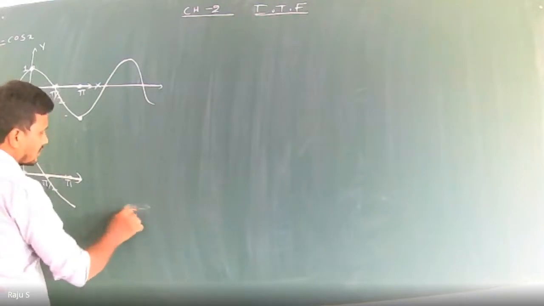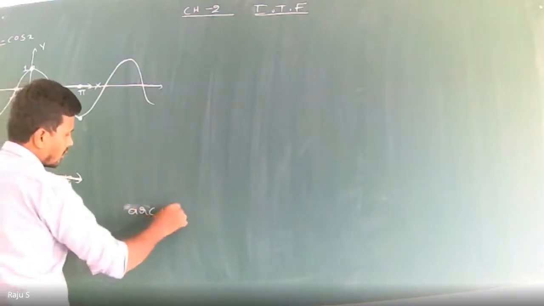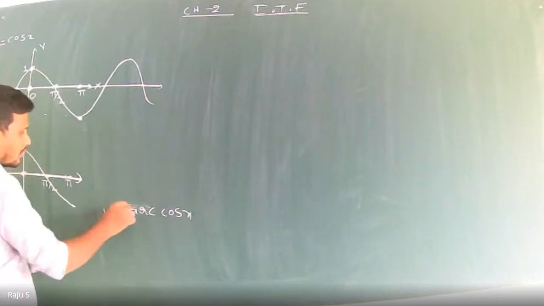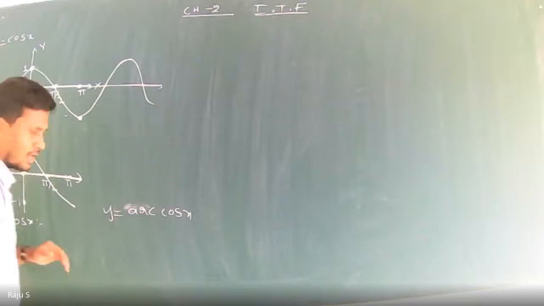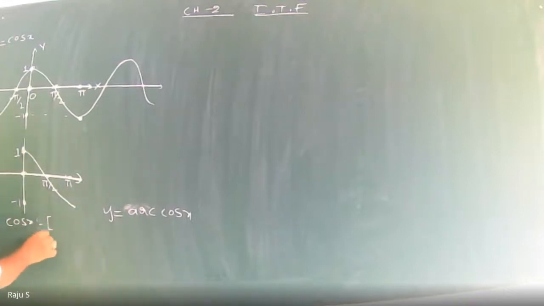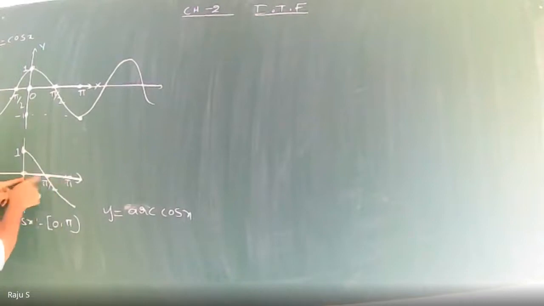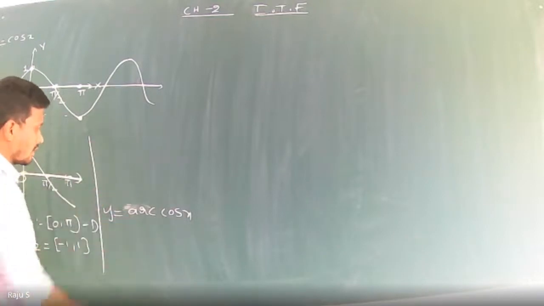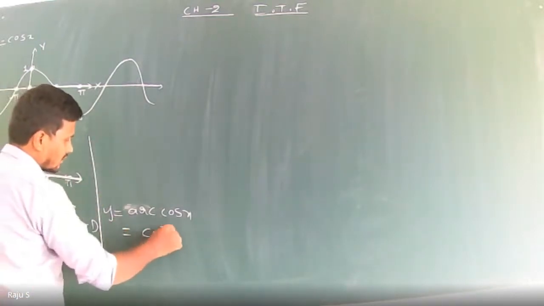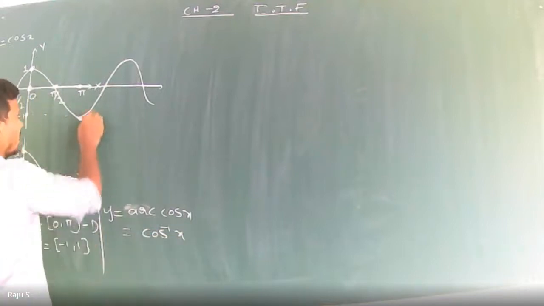Cos inverse can simply be written as arc cos x. So y is equal to arc cos x, nothing but cos inverse x. Coming to cos x, the domain I am taking is 0 to pi. The input x values are 0 to pi. The y values are the range, which is minus 1 to 1. Arc cos x and cos inverse x are both the same.